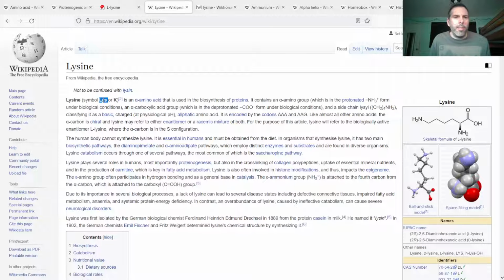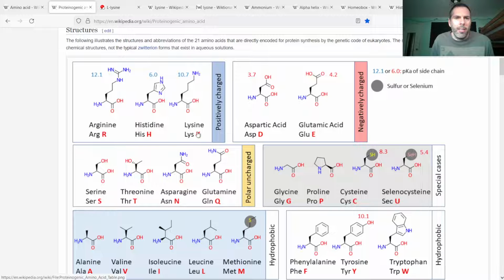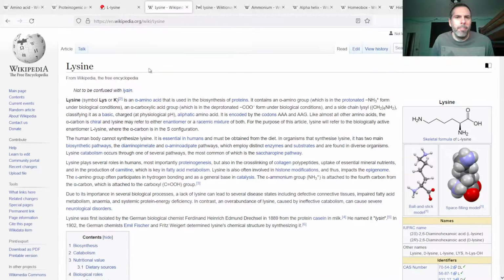So lysine, the symbol LYS for the 3-letter symbol, and K for the single letter symbol. And K is used because it's 1 letter away from L, and the letter M was already used for methionine. It is essential. It cannot be produced by the human body.